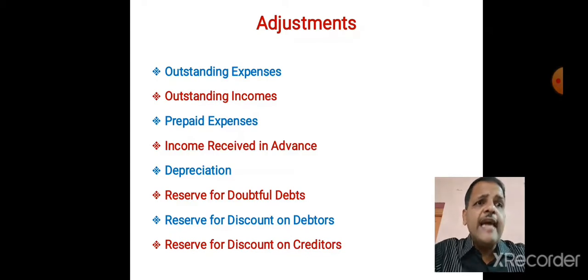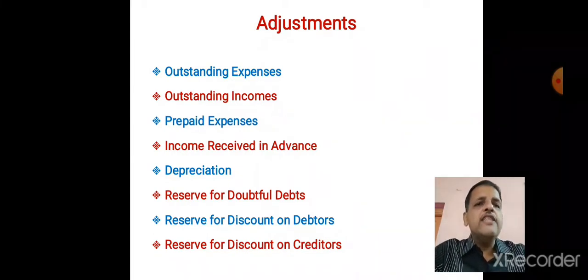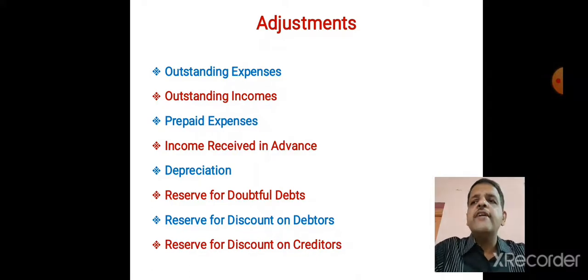Now one thing is there: if the adjustment for bad debt and the adjustment for RDD are both given, in that case we have to first deduct the bad debt amount from debtors, and on whatever amount of debtors remains after deducting bad debt, we have to calculate RDD, that is reserve for doubtful debt. Let us see the next adjustment, reserve for discount on debtors.